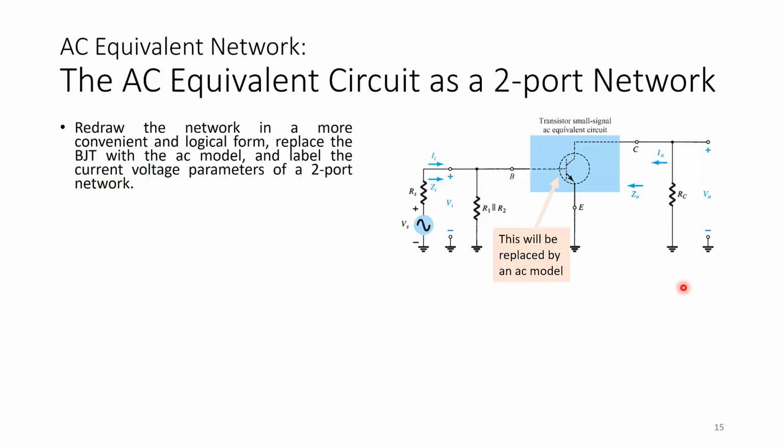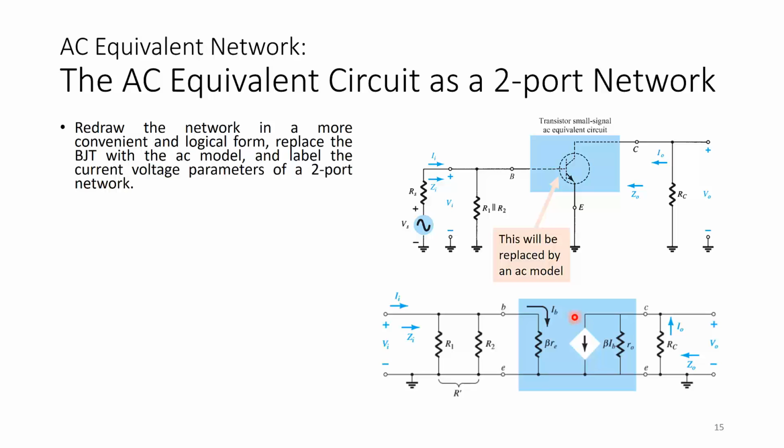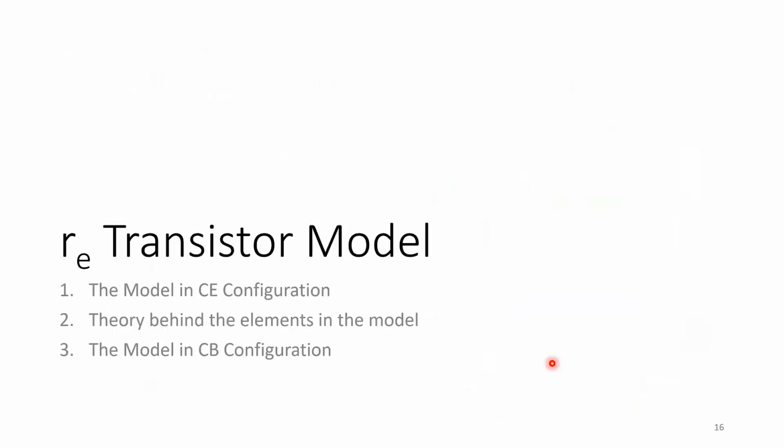And this BJT will be replaced by an AC model. Redrawing. Okay, also I forgot to point out that just like the DC biasing circuit, R1 and R2 are now in parallel because they are both connected to the ground. Okay, so this is the RE model replacing the BJT. We will have a look at what this RE model is all about, and this is the model. So now we are ready to look at the model.